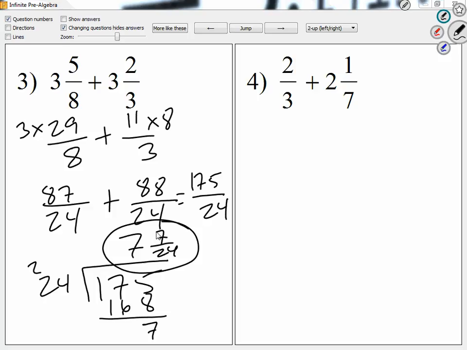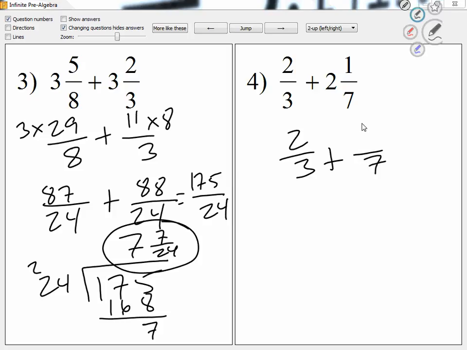Looking at question number 4, for the first fraction, let me just copy 2 over 3. I'm not doing anything to the first fraction. The second fraction, let me put a 7 at the bottom. What do I have on top? 15. So not a common denominator. What's the smallest number that both 3 and 7 go into? 21.